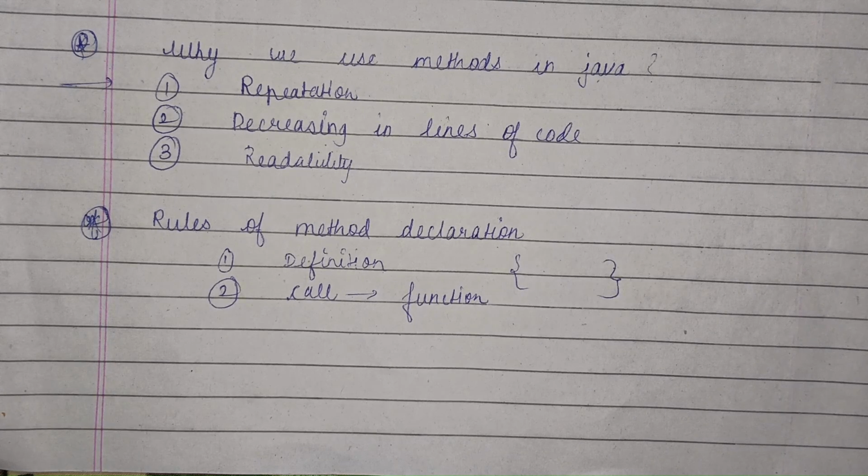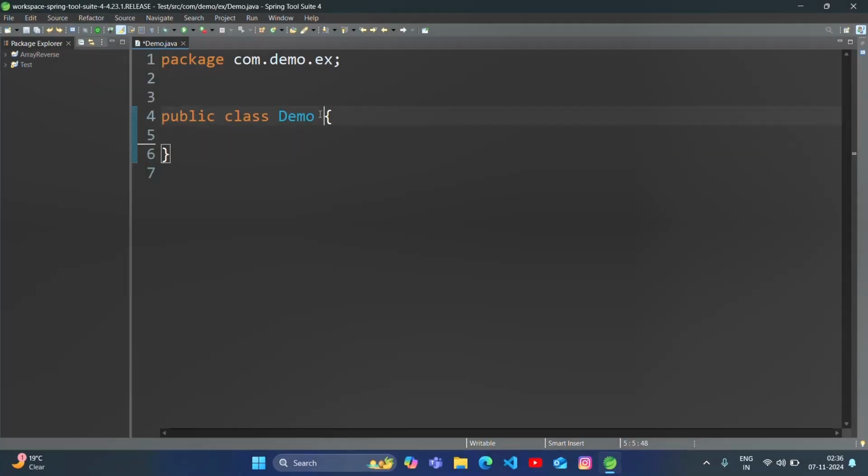So let's see in the demonstration how we can write a function in Java. I have created a class called Demo. In that I am creating a function: public static, return type void, and method name sayHello. I'm giving the brackets and curly brackets, and in the curly brackets I am printing hello world.